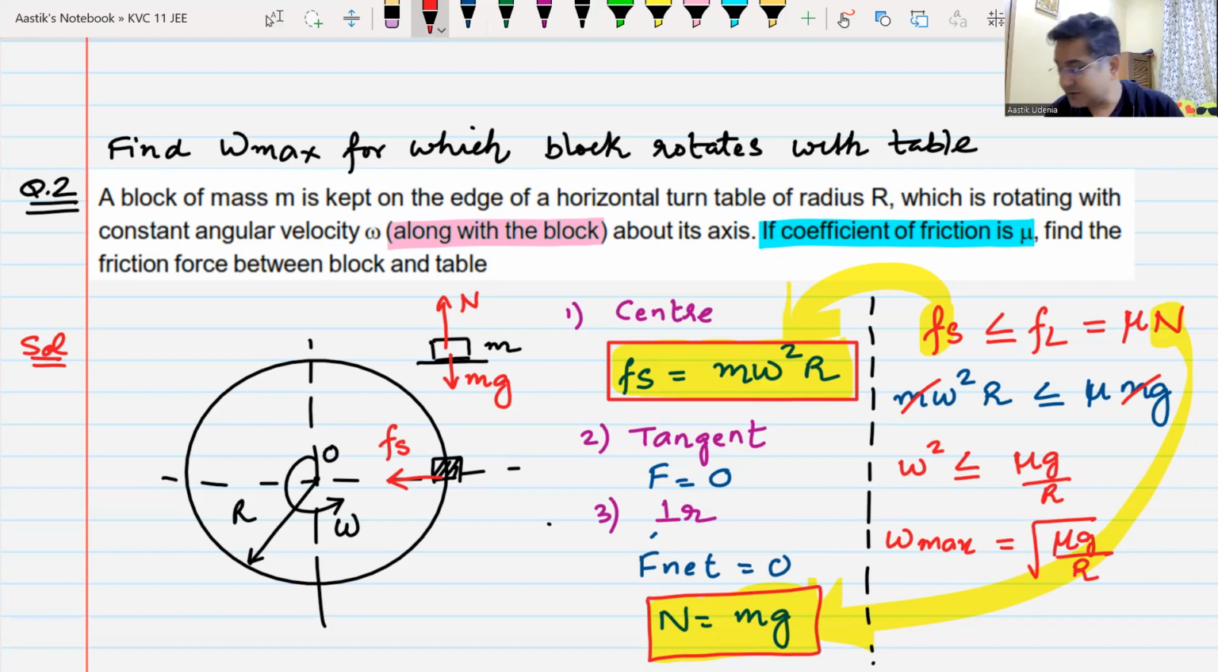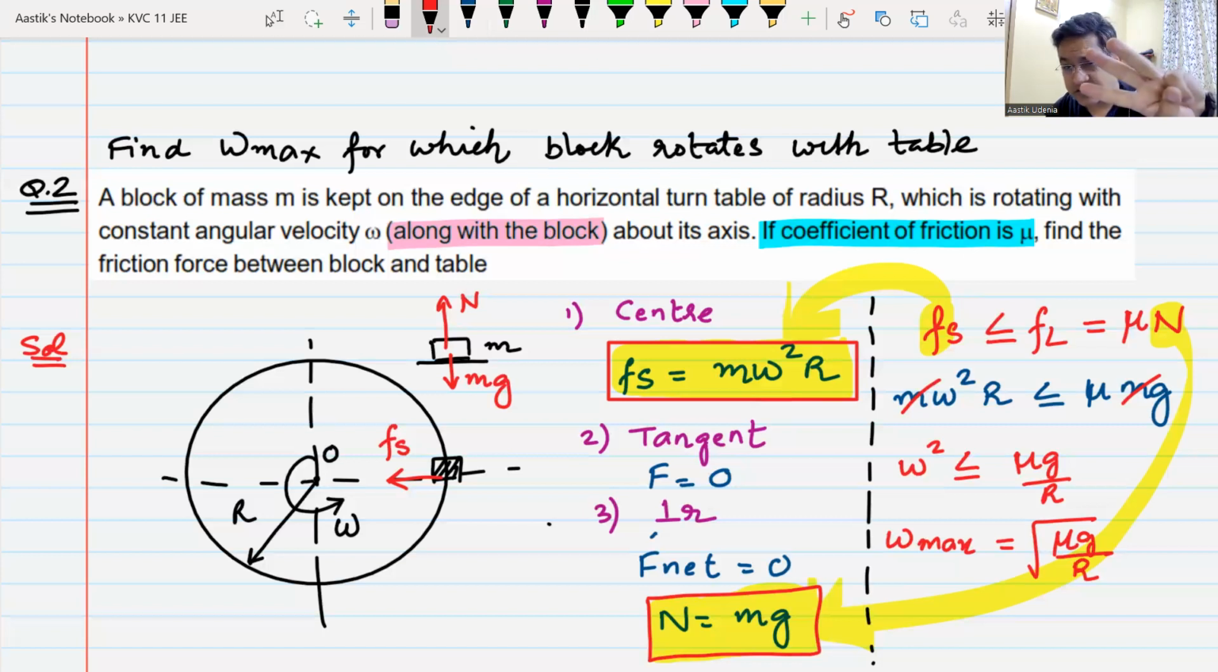Mu only comes in case of static friction. Mu only comes when you have to find out the value of limiting friction. That is the only case where mu comes, my dear friends. Else, mu does not come. This is how you need to solve it.